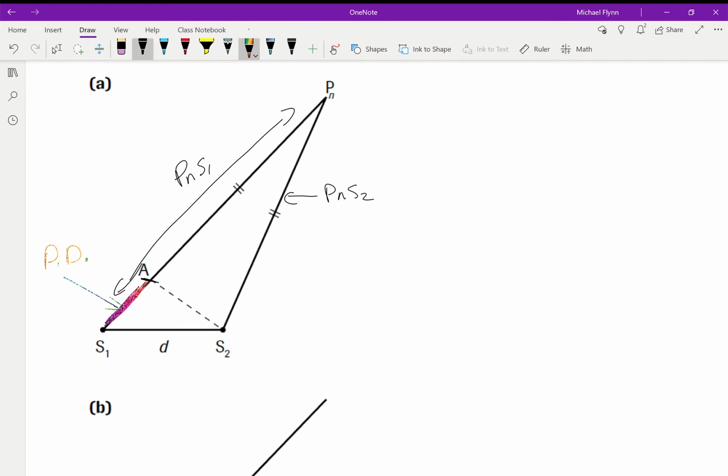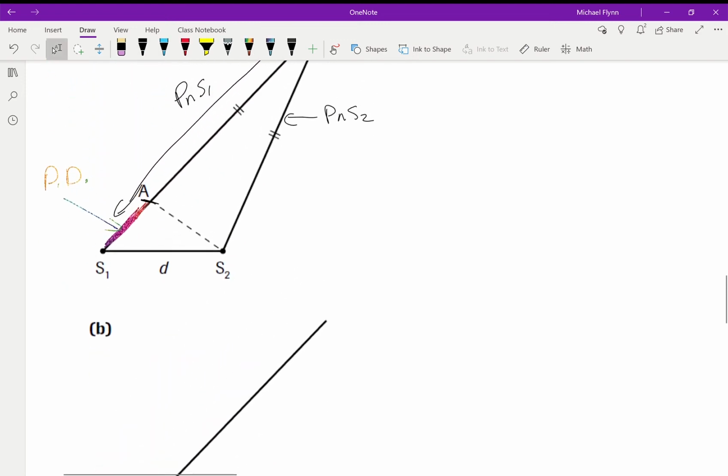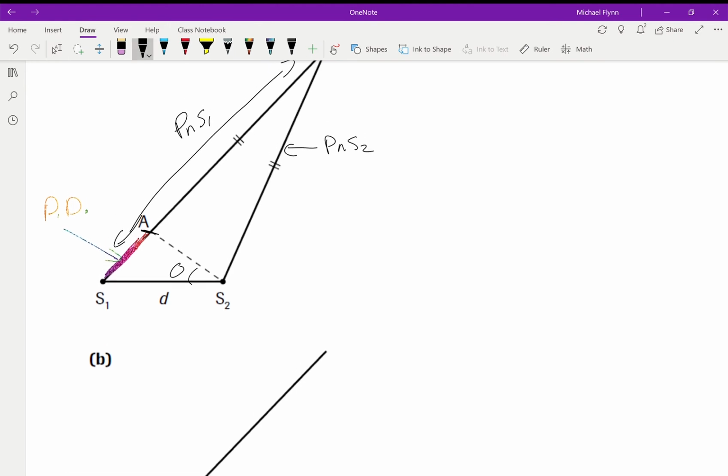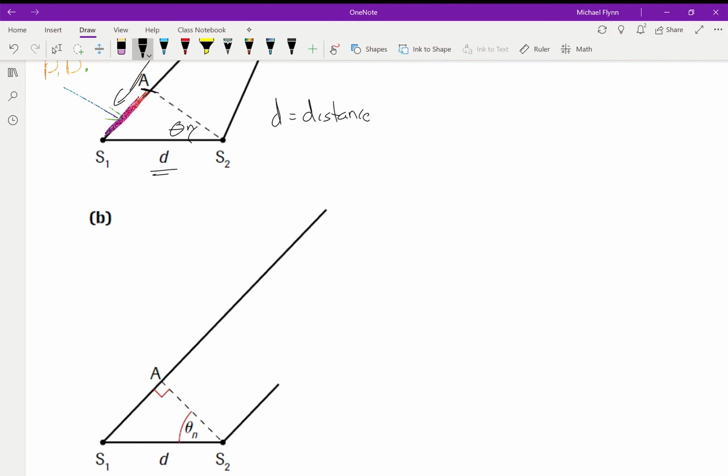Okay, now what they're going to do in here is construct a little, they're going to zoom in. Let's call that theta n. And d is a new variable that's introduced. d equals the distance, S1 S2 distance, the distance between the two sources.